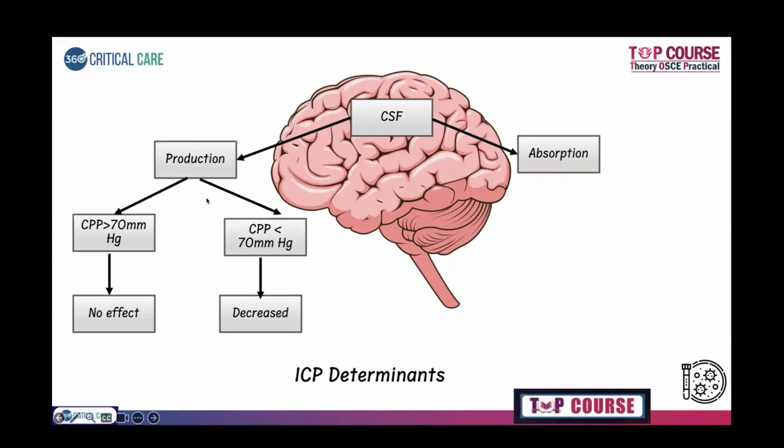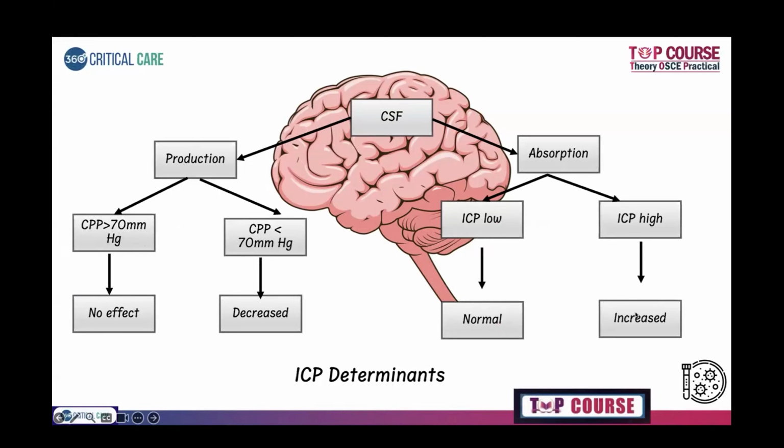Production is governed by multiple factors. That graph needs to come here, the flat CSF production curve with pressure, but a linear increase in the absorption rate if there is an increase in ICP. We talked about that. If the CPP is less than 70, there is less production of CSF. If the CPP is more than 70, there is no effect, or constant production of CSF. Absorption again is based on ICP. If the ICP is low, there will be normal absorption. But if the ICP is high, there is a linear increase in CSF absorption.